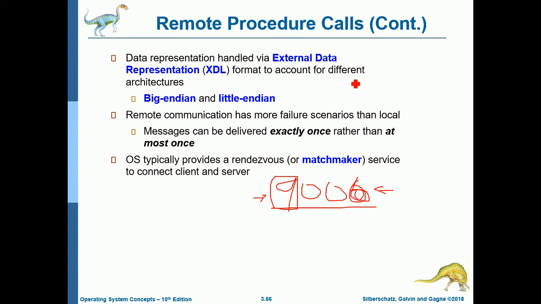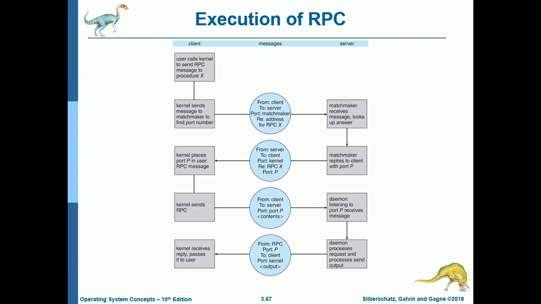Then, remote communication has more failure scenarios than local. Messages can be delivered exactly once rather than at most once. The OS typically provides a rendezvous, or matchmaker, service to connect client and server. This is an illustration of the execution of an RPC. For the client, the user calls the kernel to send an RPC message to procedure X. Then the kernel sends a message to the matchmaker to find the port number.